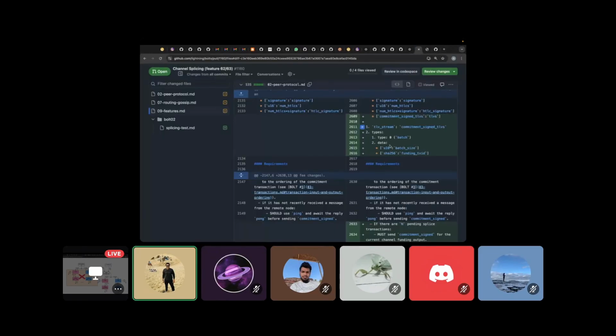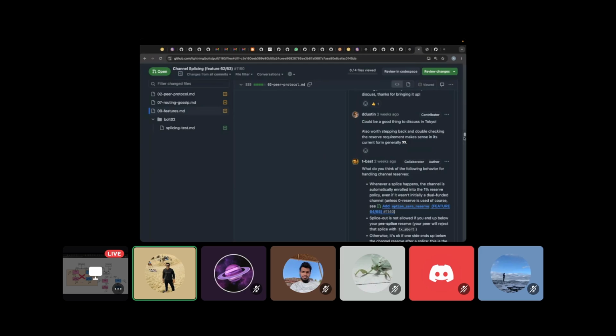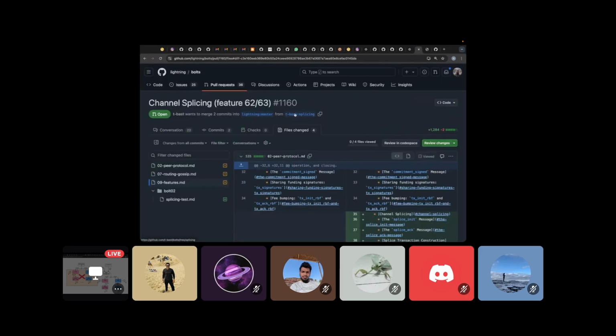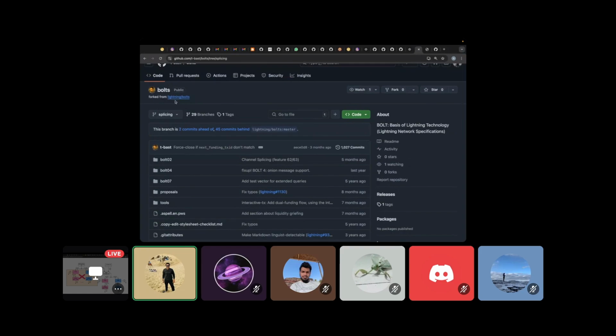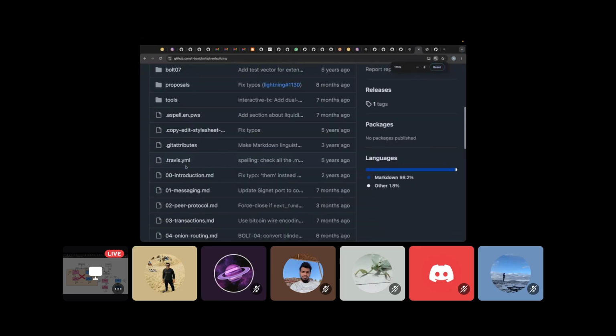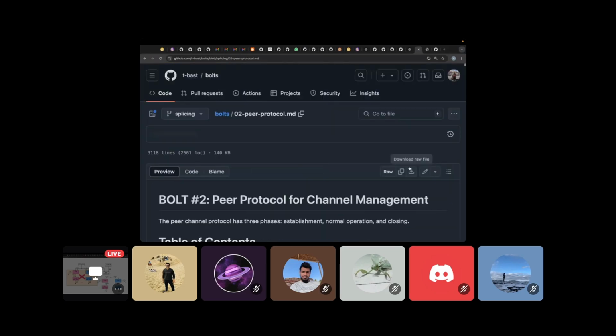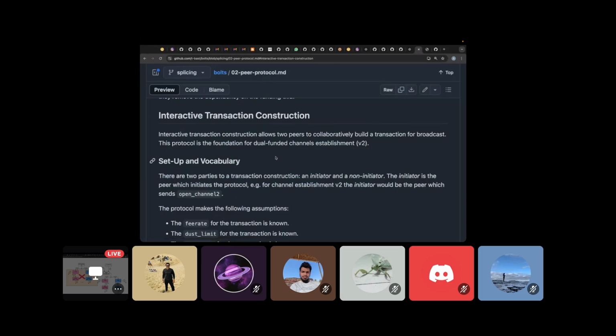Now let's move over to the pull request, the official spec, which would be merged once this gets reviewed. So this is the branch inside T-Bast's fork. If we go to BOLT 2, you can see there's this section called interactive transaction construction. Interactive transaction construction allows two peers to collaboratively build a transaction for broadcast. This protocol is the foundation for dual funded channels as well.